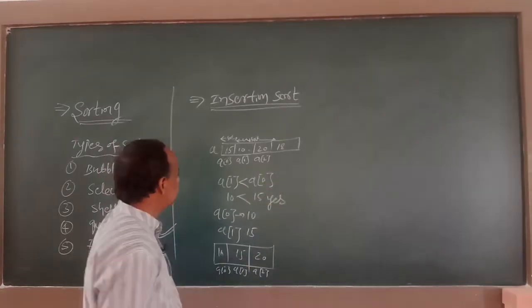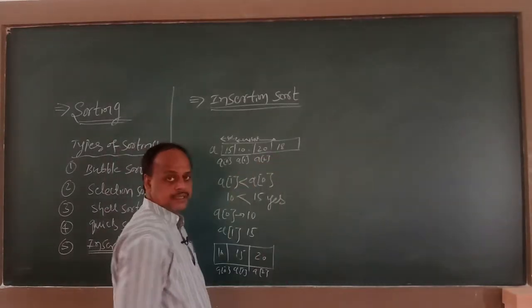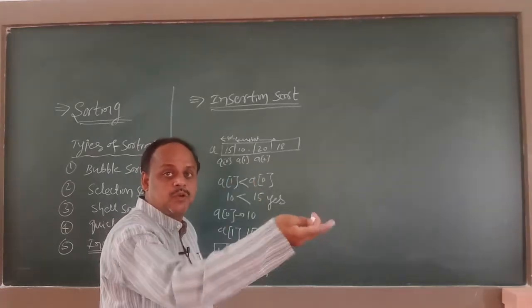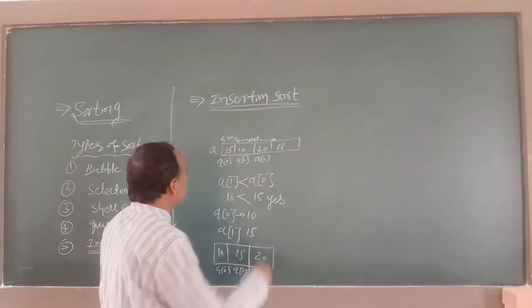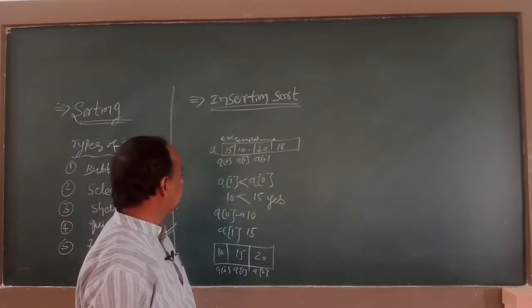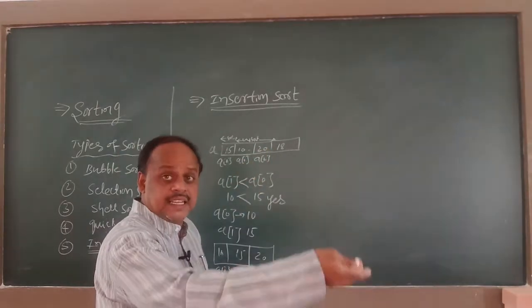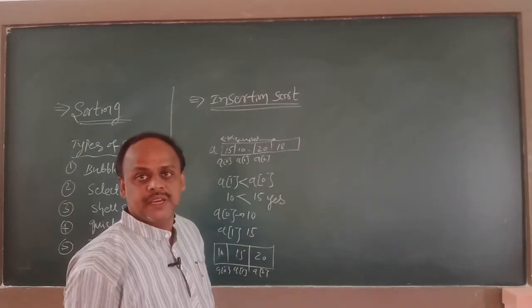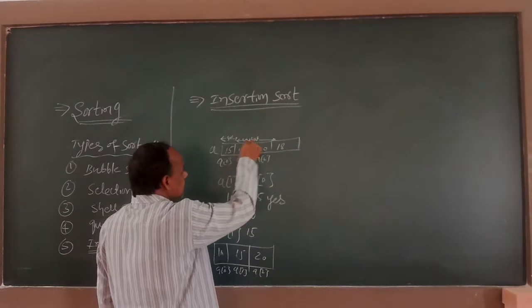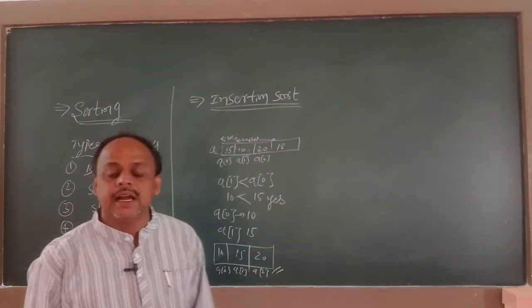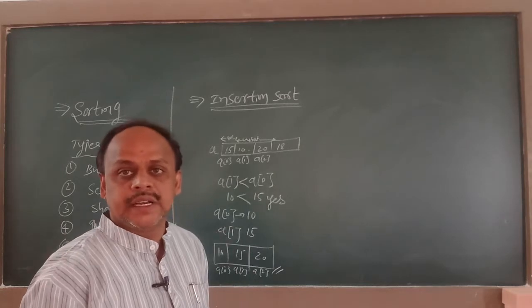The next position, that is the third element. Now we have to compare A of 2 with A of 1. A of 2 means 20. A of 1 means 10. Is 20 less than 10? No. No means we have to stop there. No means we get a sorted array.